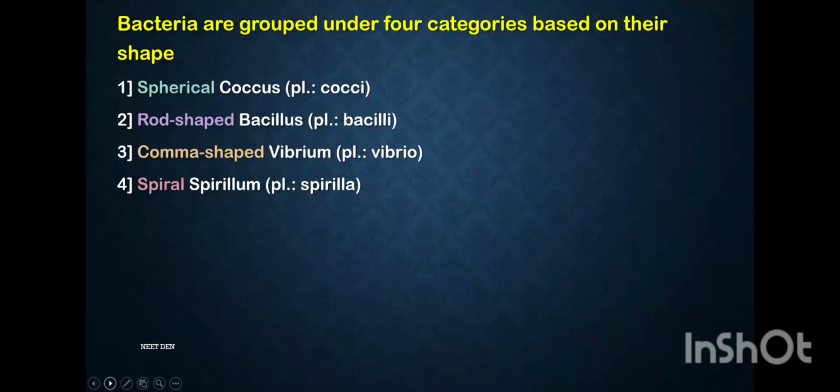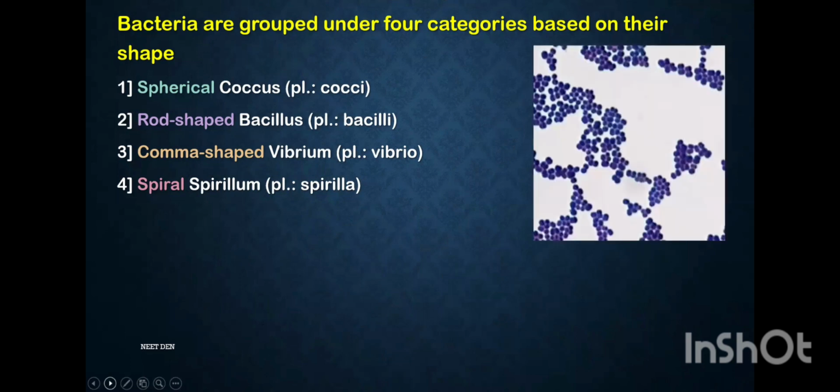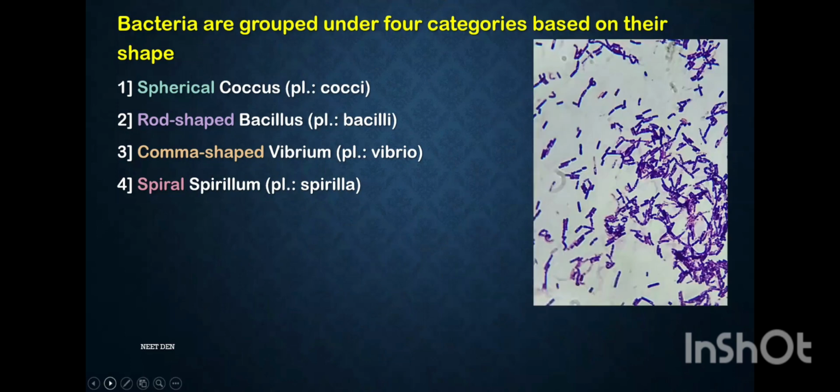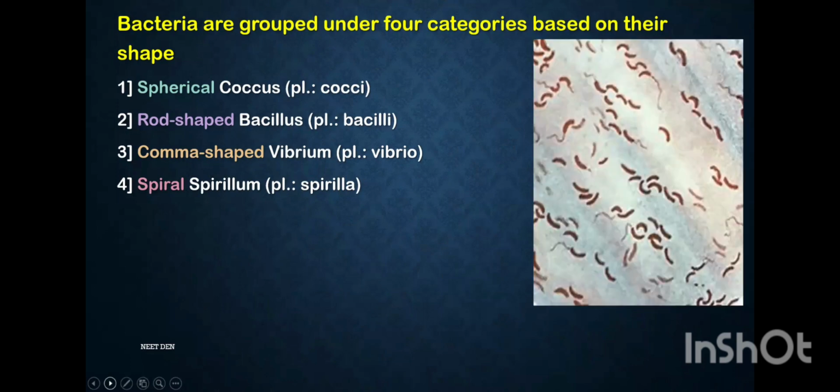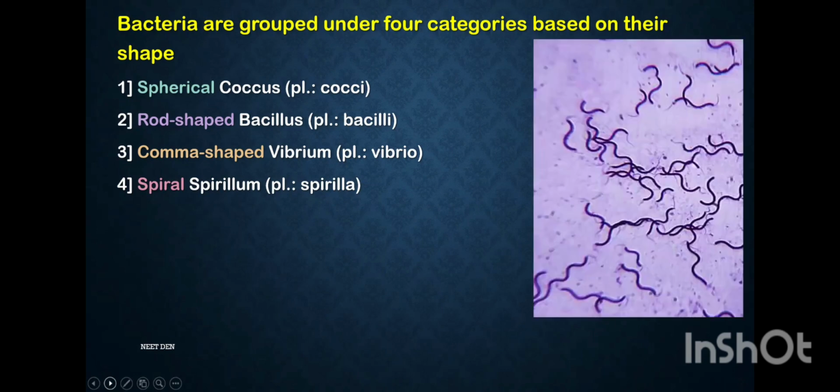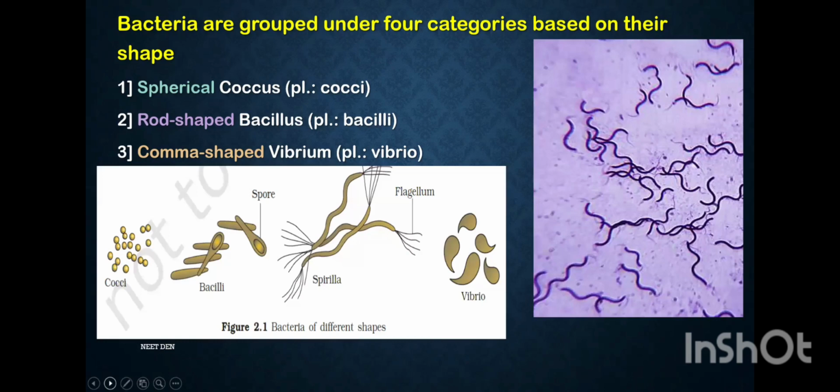Now these bacteria are divided into four categories based on their shape. When we see a spherical bacterium, it is called a coccus, and in plural, cocci. If it is a rod-shaped bacterium, we call it a bacillus or bacilli. If it is a comma-shaped bacterium, we call it a vibrio. And if it is a spiral bacterium, we call it a spirillum or spirilla.